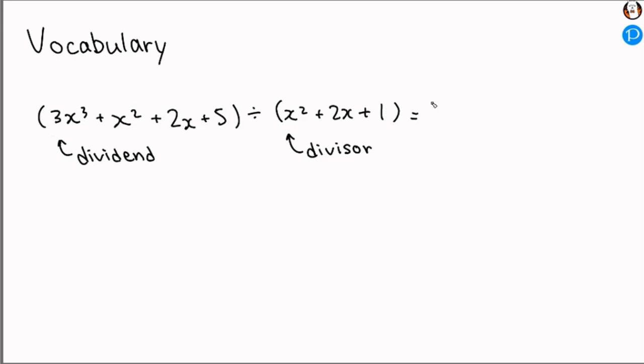From this, we will get an answer of 3x minus 5 with the remainder of 9x plus 10. Our answer is going to be called a quotient. And this is already the remainder.